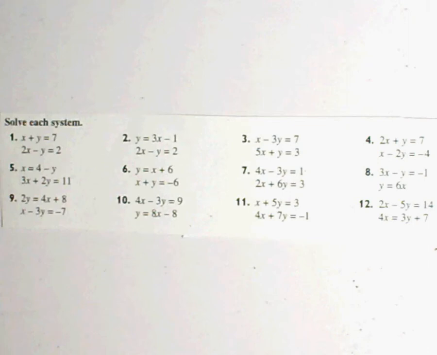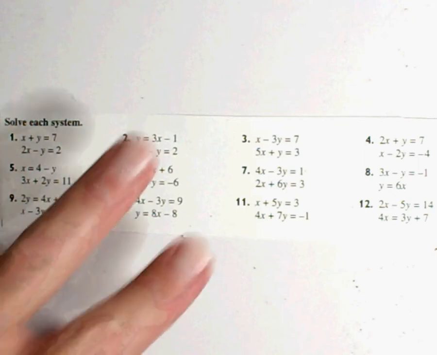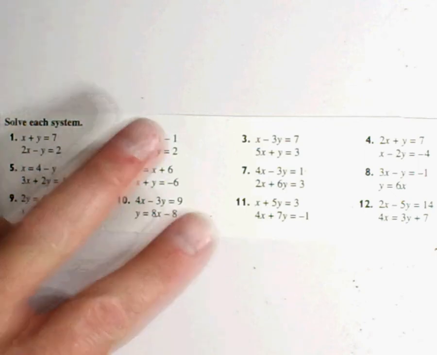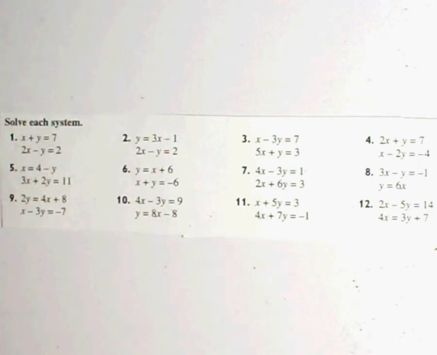Okay, now it's your turn to try. You'll see on the screen in front of you 12 different systems to solve algebraically. Now remember that there are two ways to solve these, either by substitution or by elimination. You can choose which way you'd like to do it. You do not have to work it both ways.